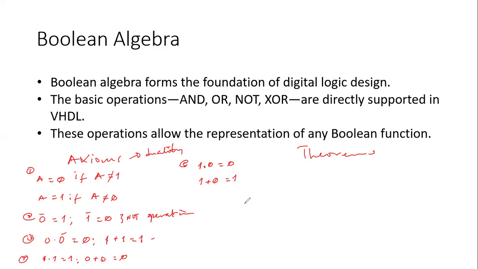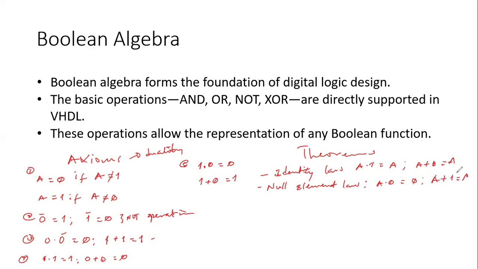So these are some of the axioms. Then, for the theorems, we have the identity law, where A dot 1 is the same as A, and by duality, A plus 0 is the same as A. Then we have the null element law, such that A dot 0 is the same as 0, and by duality, A plus 1 is the same as 1.